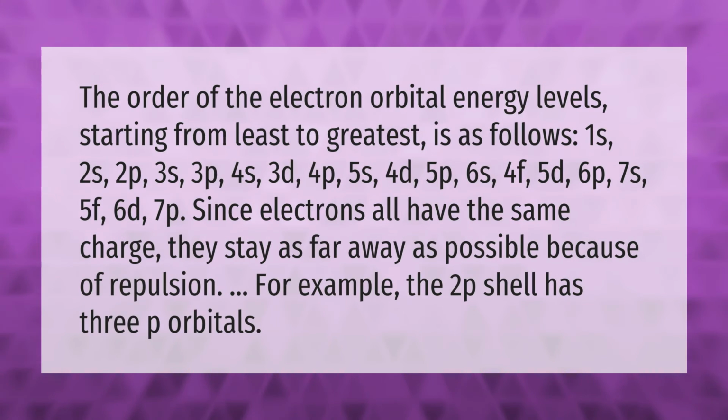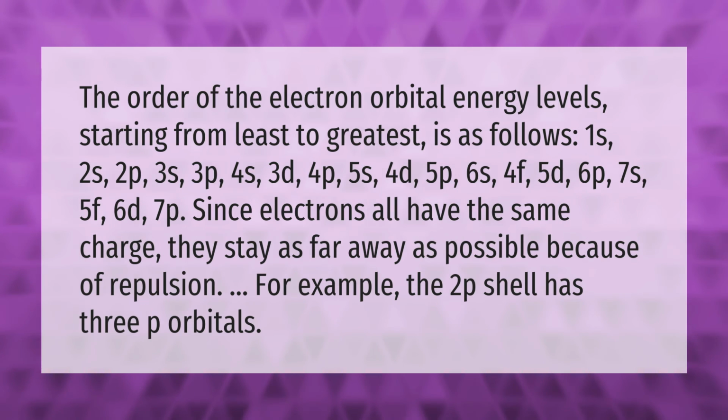The order of the electron orbital energy levels, starting from least to greatest, is as follows: 1s, 2s, 2p, 3s, 3p, 4s, 3d, 4p, 5s, 4d, 5p, 6s, 4f, 5d, 6p, 7s, 5f, 6d, 7p.